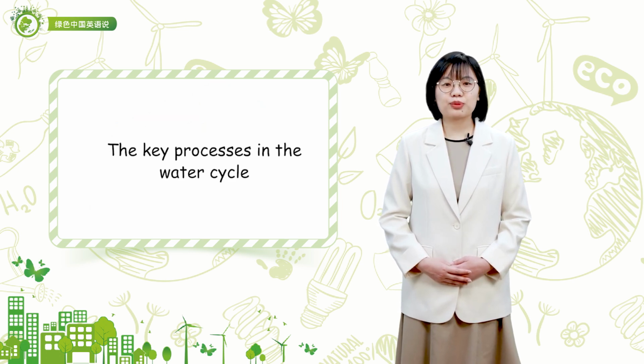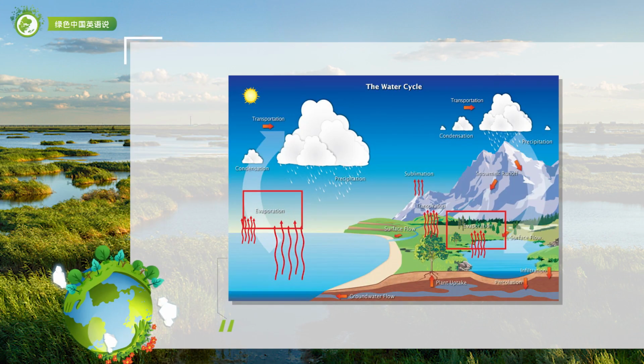Okay, let's go over the key processes in the water cycle once more. Evaporation occurs when water on Earth's surface changes to water vapor. Sublimation occurs when ice and snow change directly to water vapor without first melting into liquid water. Transpiration occurs when plants release water vapor through leaf pores. Condensation is the process in which water vapor changes to liquid water, forming water droplets. If enough water droplets are present, they may form a visible cloud.